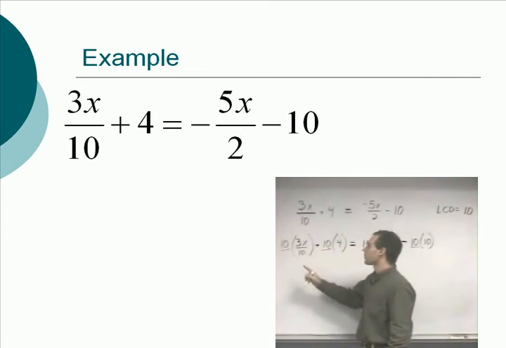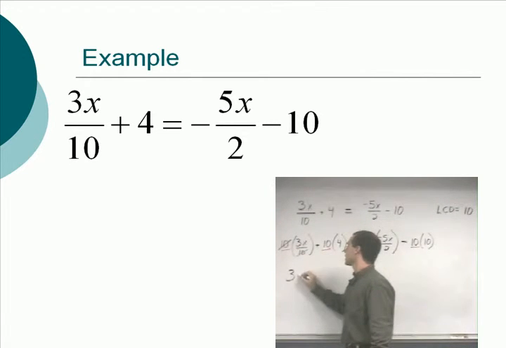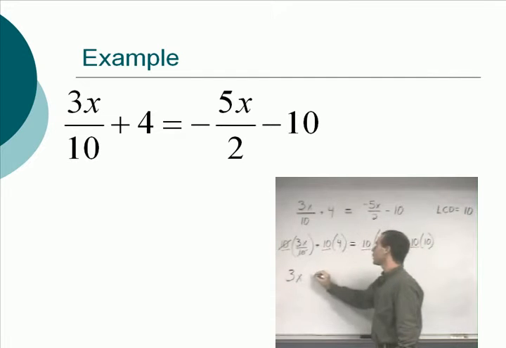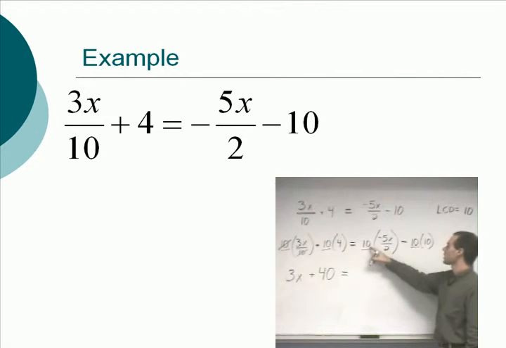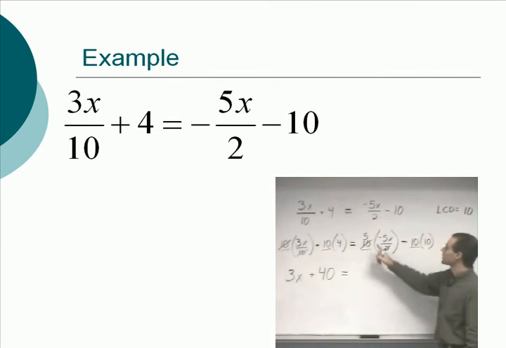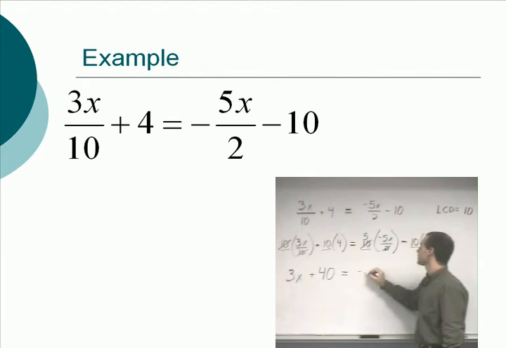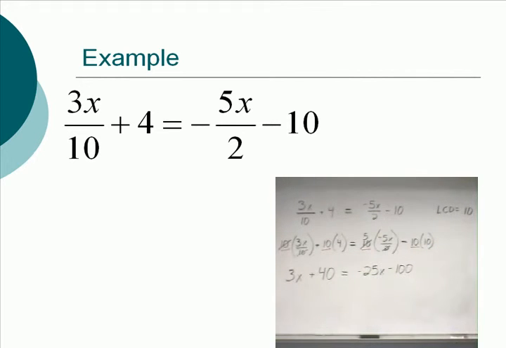Okay, so we multiply. Going to have canceling all over the place. 10 times 3x over 10, 3x, the 10s cancel. 10 times 4, 40 equals. Now, 10 and 2, let's cancel these off. We're left with 5. So 5 times negative 5x is negative 25x. Negative 10 times 10 is minus 100. And then it's a nice simple linear equation. Always will be if you cancel and clear fractions correctly.